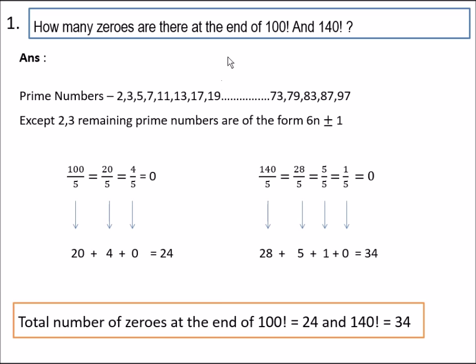And similarly you find the number of zeros at the end of 140 factorial. That is, first divide 140 by 5, which gives 28. Now divide 28 by 5, which gives 5. Now divide 5 by 5, which gives 1. Now again 1 by 5, which gives 0. So now add all of these, which gives 34. So the total number of zeros at the end of 140 factorial is 34.